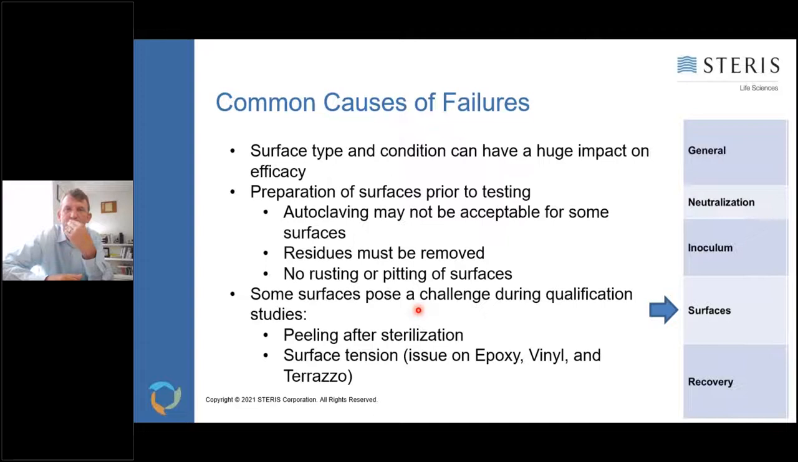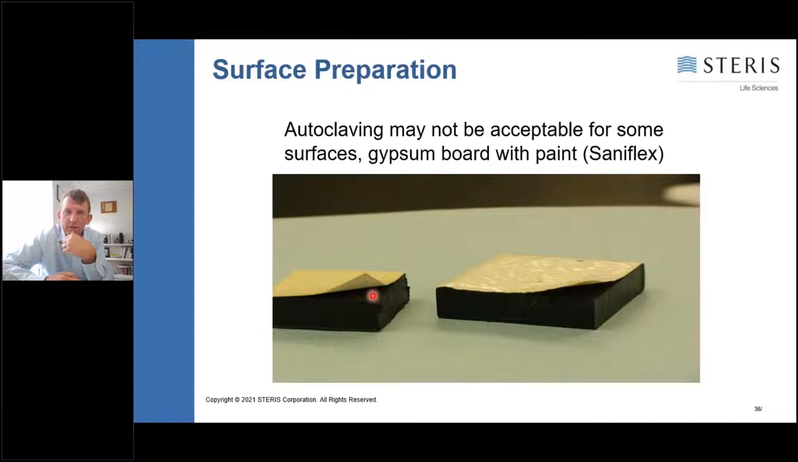This is a really great image talking about preparation of coupons and how not all coupons can be sterilized in an autoclave. So you can see this gypsum board with paint that was autoclaved to sterilize it and started to peel off, started to separate. So you're not going to be able to test that coupon. You're going to have to look at some alternate way to sterilize it. Maybe use of a sporicide followed by an IPA rinse, for example, to make sure that that surface is sterile for testing, because if you autoclave it, you're going to ruin the surface. Next slide.